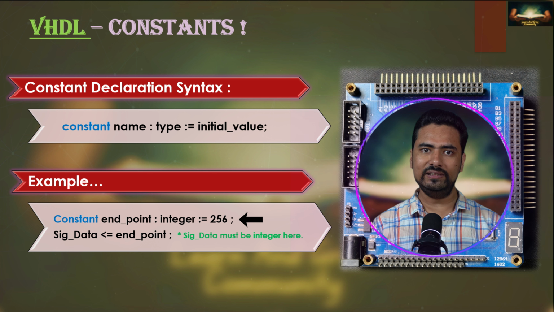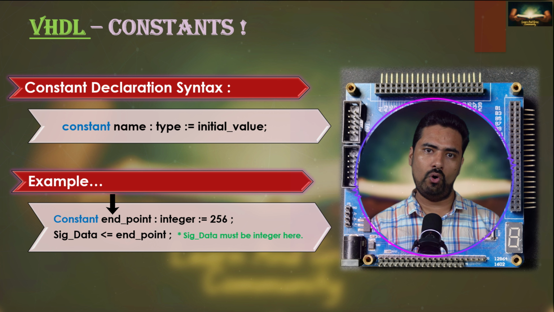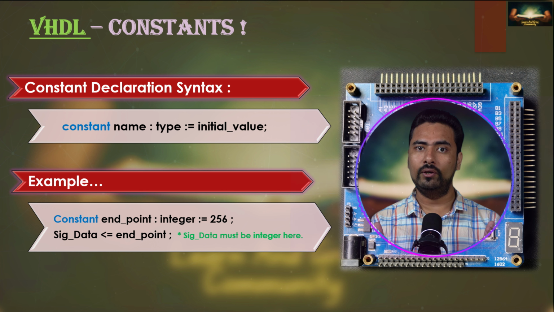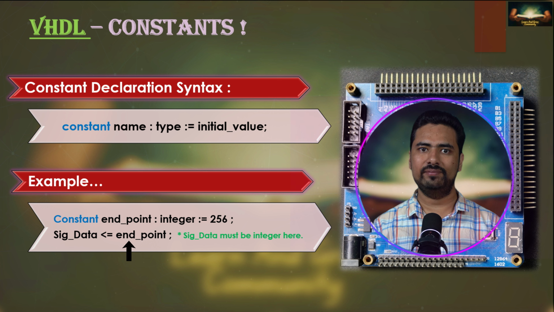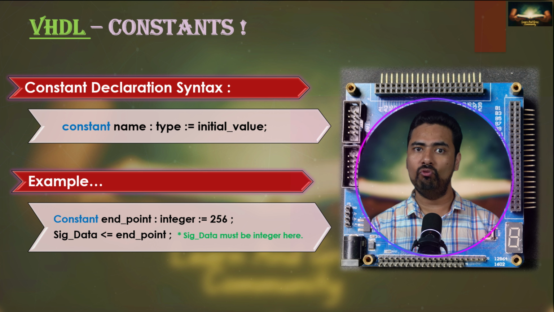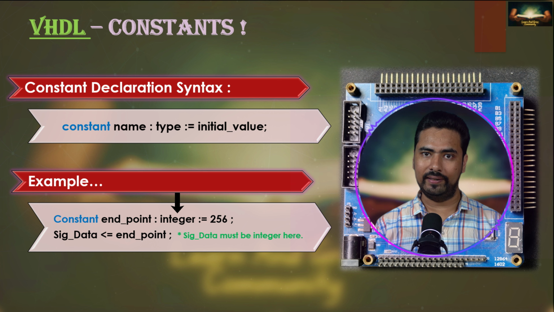Now you cannot change this constant value in your VHDL code for your design. So the endpoint has a fixed integer value of 256. Like you can use this endpoint for your counter, which counts the numbers from 0 to 255. So the endpoint can be used as 256. You can use any data type, whatever is needed to declare your constant. Like it can be boolean, it can be string, it can be integer, it can be std_logic, or even they can be array or record data types.